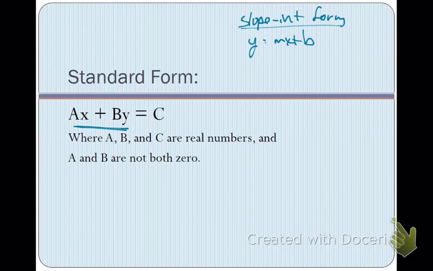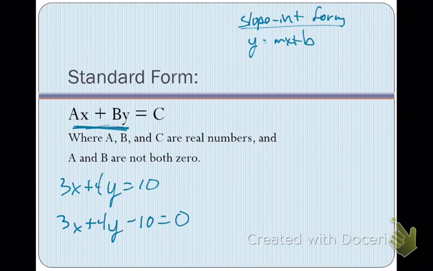Standard form has the x and the y term on one side and a constant on the other. So that's the difference. They both have x and y's and the constant. It's just where they're located in the equation. Now here, a, b, and c are just real numbers, not a big deal. But I do want to make sure that if you have something like 3x plus 4y equals 10, that's standard form. But if you had 3x plus 4y minus 10 equals 0, that is not in standard form. You have to actually add 10 to both sides to get that constant away from x and y.